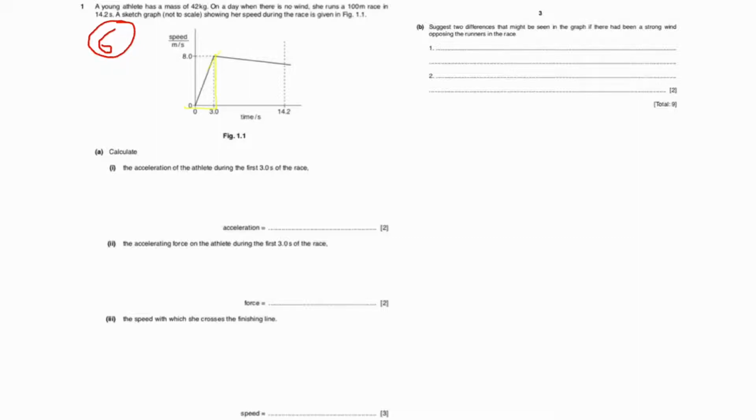So if we find the area of this triangle, we can get the acceleration of the athlete. So let's find the area of the triangle. Area of this triangle equals half into base into height. So equals half into base is 3 and height is 8.